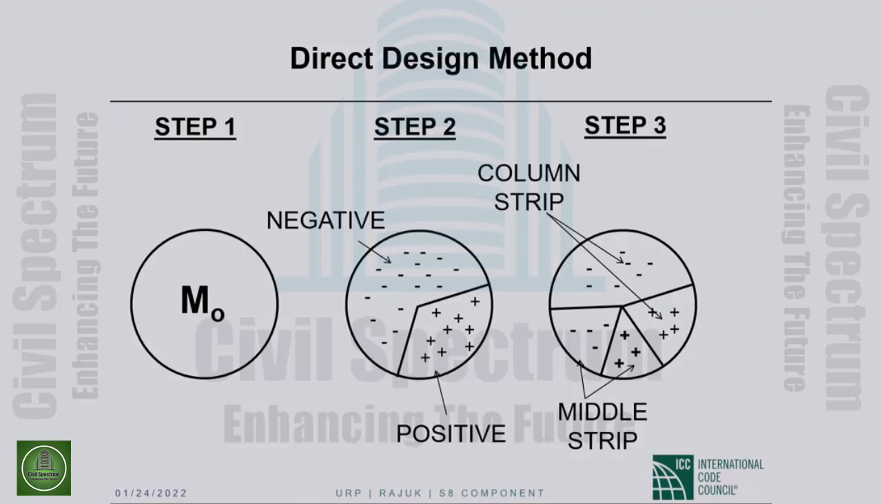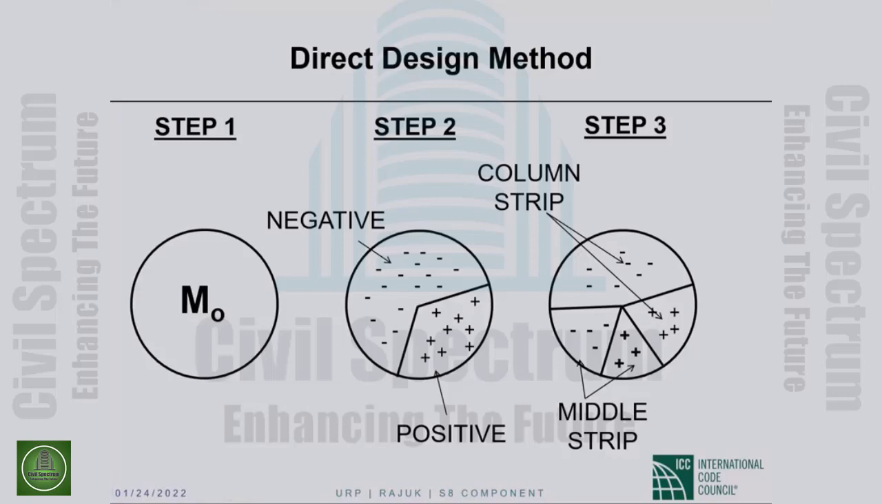And then each of those, the support section moment, the negative moment at a support, acts over the entire panel width. We assign some of that to the column strip and the remainder to the middle strip. Similarly, the positive moment in the span is for the entire panel width. Part of it is assigned to the column strip and part of it to the middle strip.